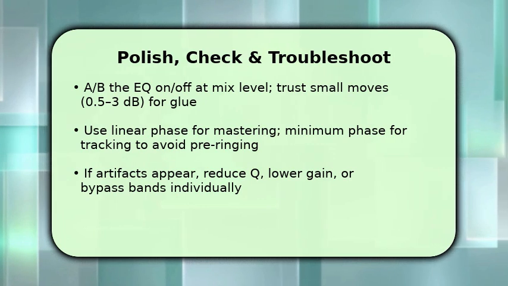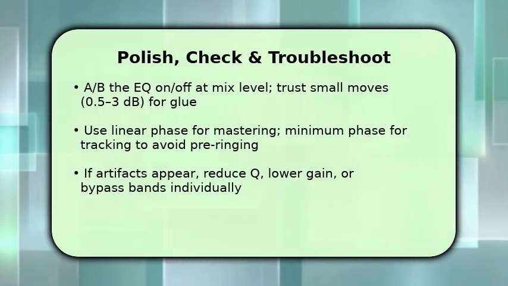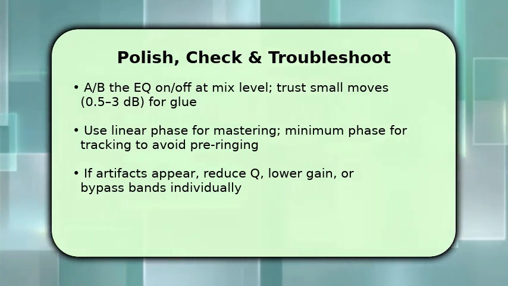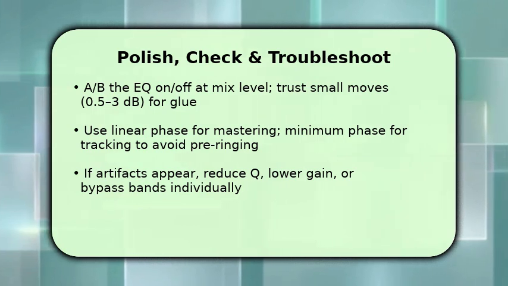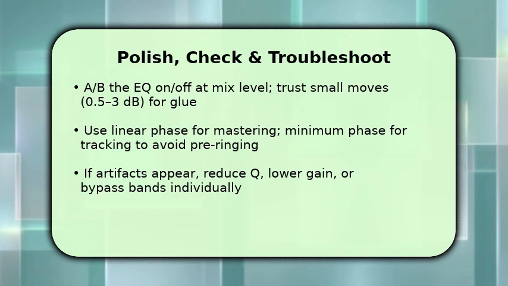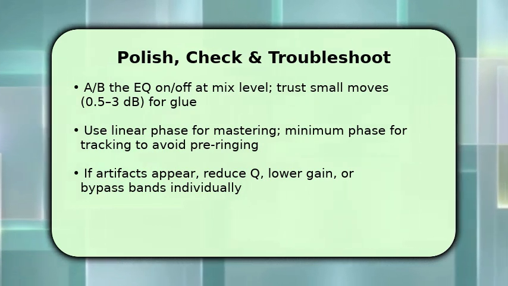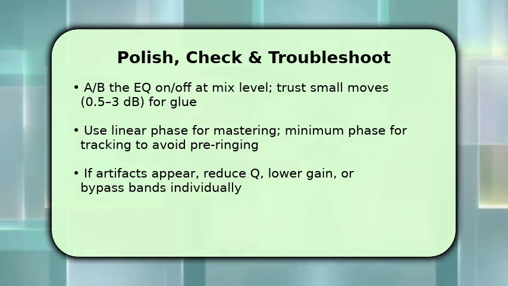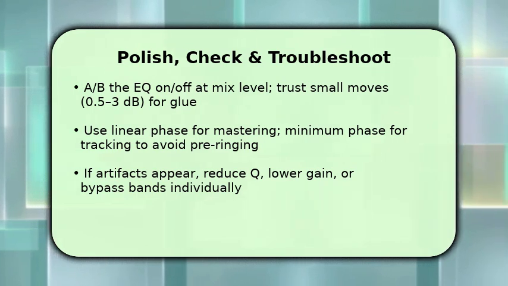If you hear unnatural ringing or phasey artifacts, reduce Q or gain, bypass suspect bands one at a time, and reevaluate. One key troubleshooting tip: if things go wrong, bypass the plugin and reintroduce single bands. This isolates the culprit.